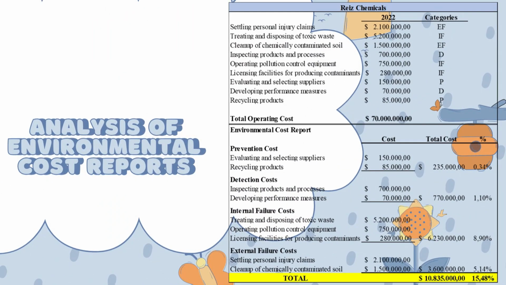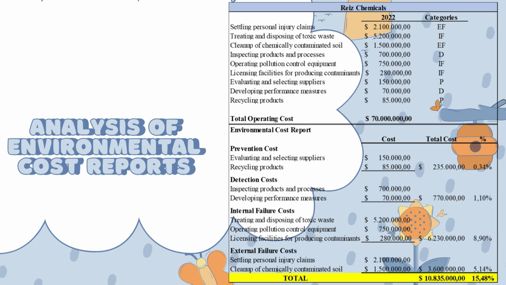Analysis of environmental cost reports. From the data presented, there are several important points that need to be considered. Most of the company's environmental costs, 15.48%, are spent on addressing negative impacts that have already occurred, such as cleaning up polluted land and paying injury claims. This indicates that the company has not been effective enough in preventing environmental problems.